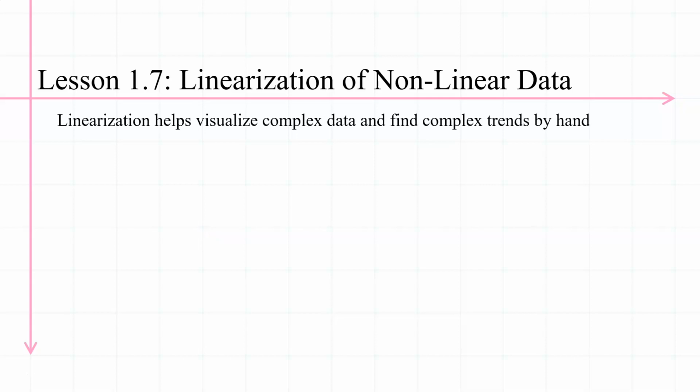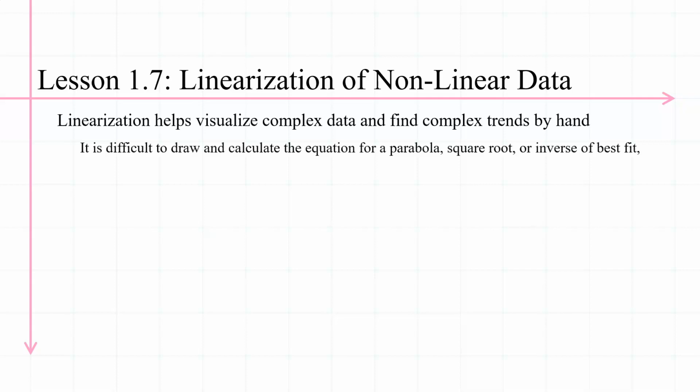Well, linearization helps us to visualize complicated data sets. It's pretty tough for you to visualize what's happening in a square root graph. Sometimes it's not so bad, but sometimes it's a little difficult for you to visualize what the graph even means. But linear graphs are very easy to visualize. So linearization is going to help us visualize complex data, and you could draw a line of best fit for the data by hand when it's linearized.